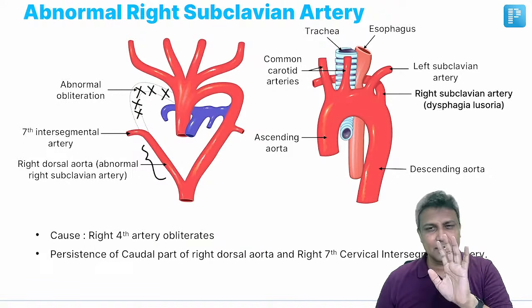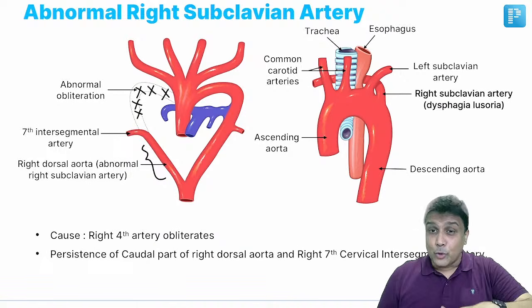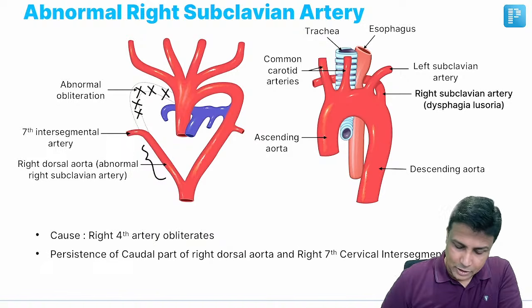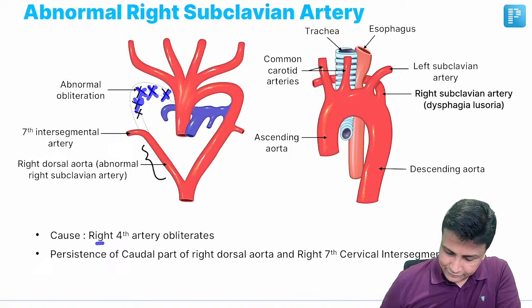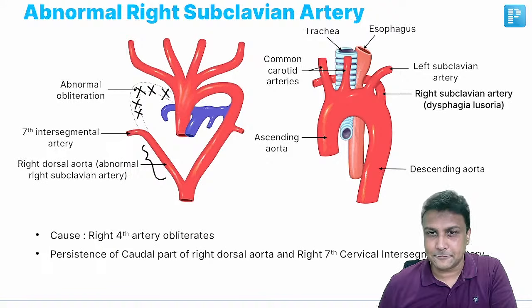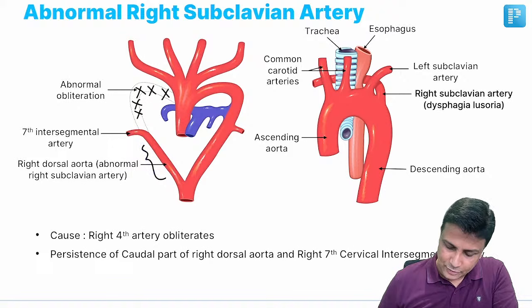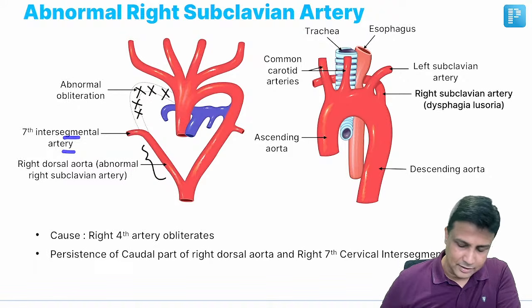So first, slowly learn what is the cause. What is the cause for the formation of an abnormal right subclavian artery? Because of the obliterated right fourth arch artery. The right fourth arch artery will be obliterated, and then there is persistence of the caudal part of the right dorsal aorta and the right seventh cervical intersegmental artery.